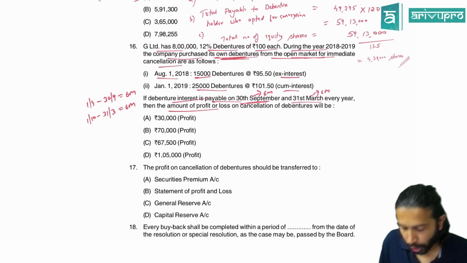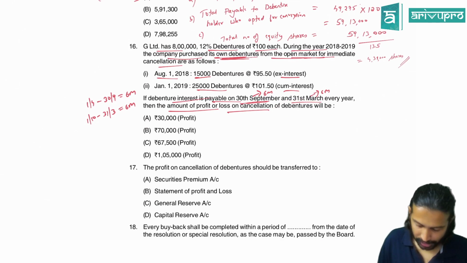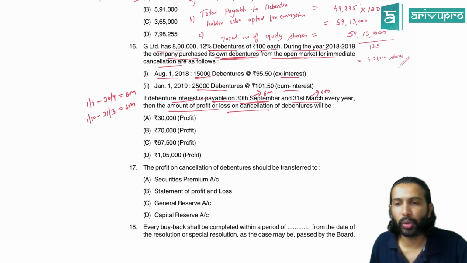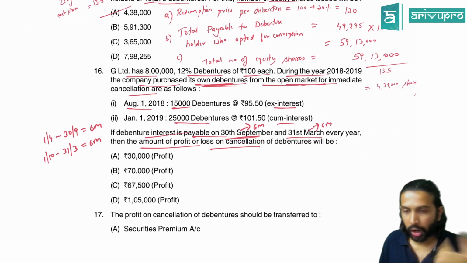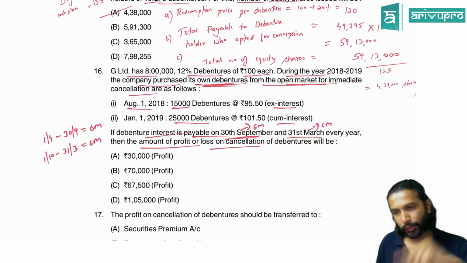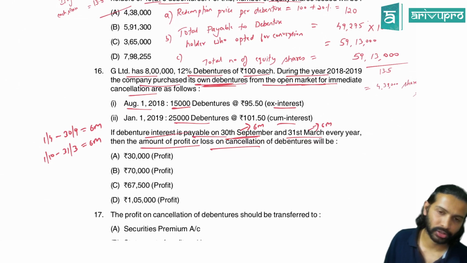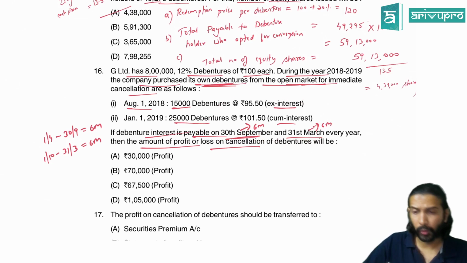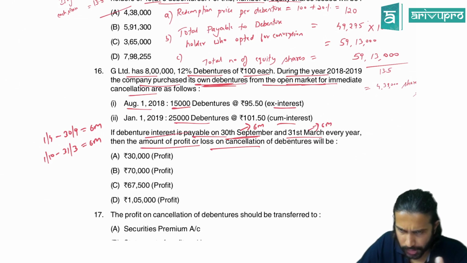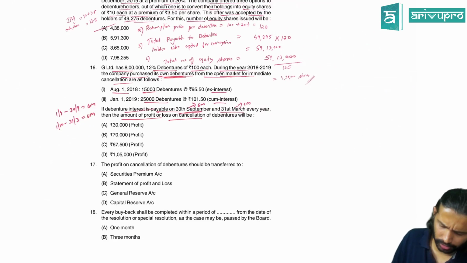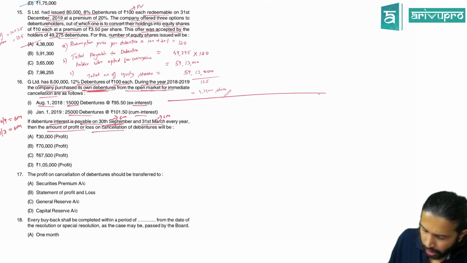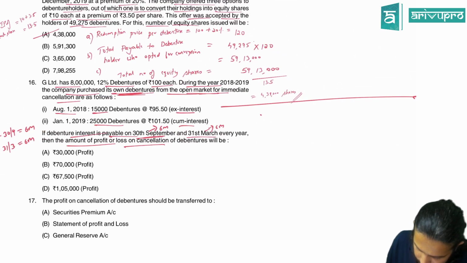The amount of profit or loss on cancellation of debentures. Because the company purchased their own debentures, right? They purchased and what did they do? They cancelled them. They are asking whether there is any profit or loss on cancelling these debentures, and if so, how much. We calculated the same problem with the journal entry also in our class. Now they are asking only for profit or loss. So let's quickly calculate this. So, question number 16.